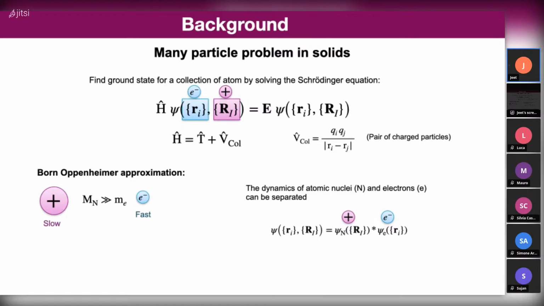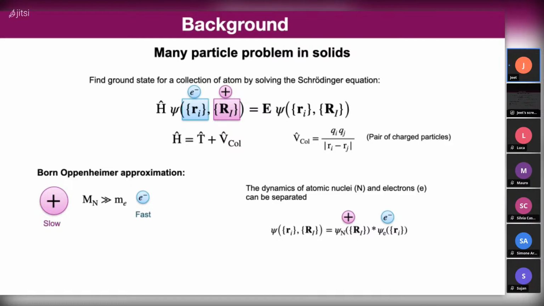What decoupling means is that the time required to reach the ground state is much shorter for electrons compared to nuclei, because nuclei are very heavy and barely move. So from now onwards, we can focus on the electronic part of the wave function. We have already reduced the number of degrees of freedom.